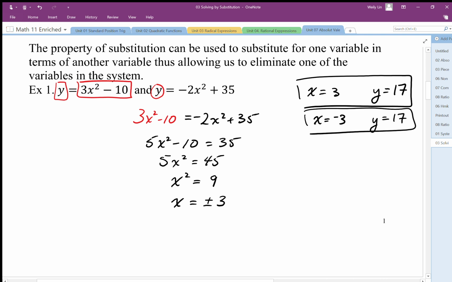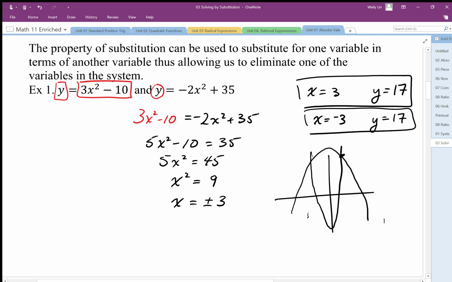And when I actually graph this, if I sketch this graph, this is a parabola that kind of looks like this, and it's another parabola that looks kind of like that. Maybe I'll draw it a little bit more accurately. It's going to be a really tall parabola, and this is going to be a little bit wider parabola. And I'm going to have solutions here at (3, 17) and (-3, 17). So it's going to be an upside down parabola with a right side up parabola, and they will intersect in those points there.